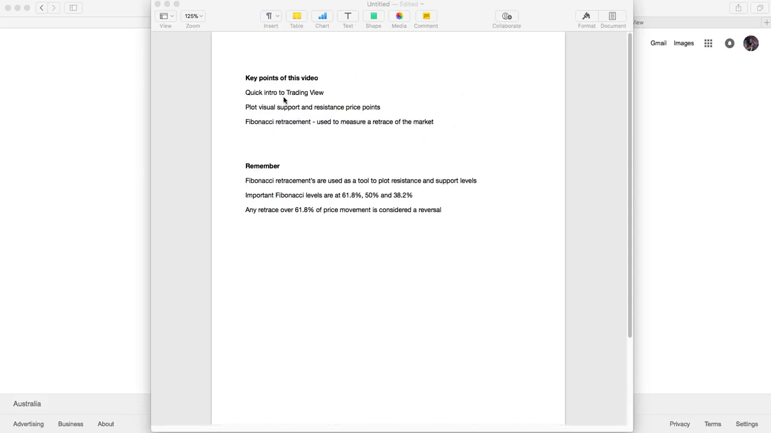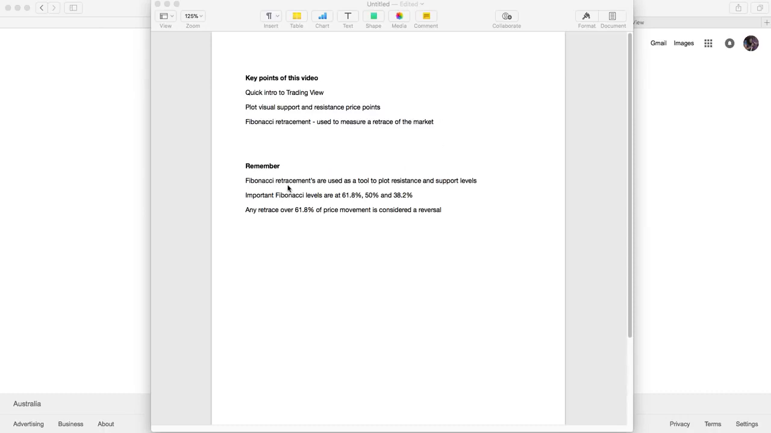Just today I wanted to show you a quick little intro to a platform I use called TradingView. I'm going to show you how to plot visual support and resistance price points, and I'll show you the basis of a Fibonacci tool, specifically the Fibonacci Retracement, which is used to measure the correction of a market. And it basically helps you choose a stop loss or a take profit point.